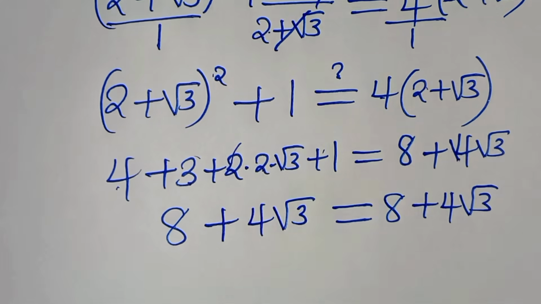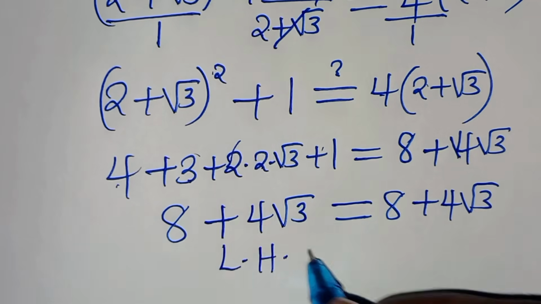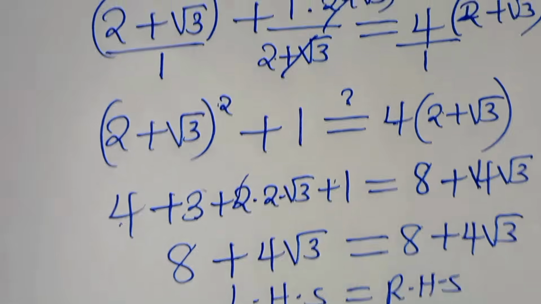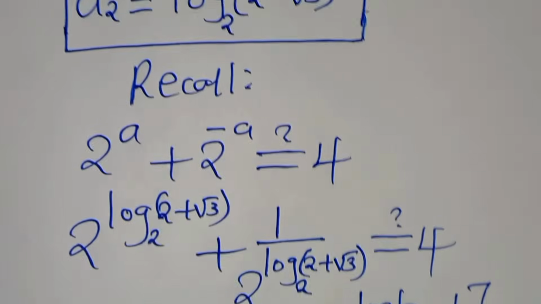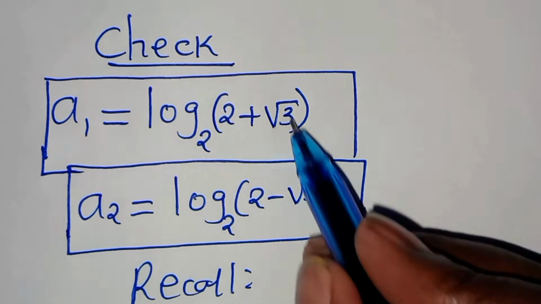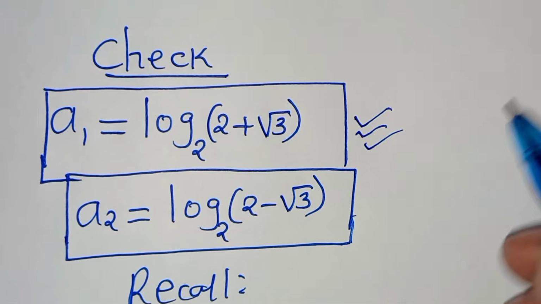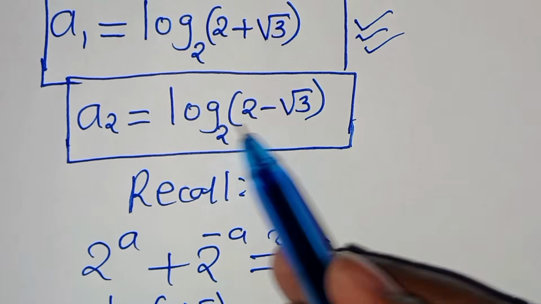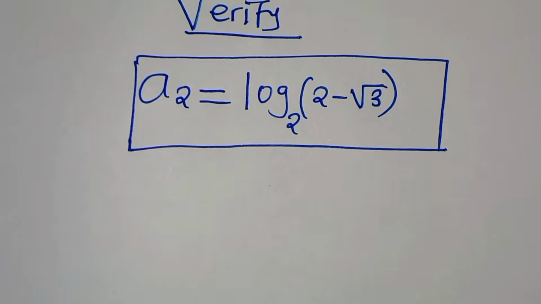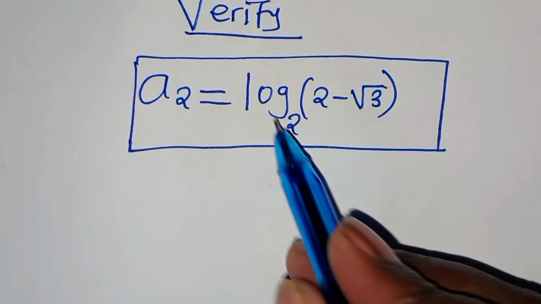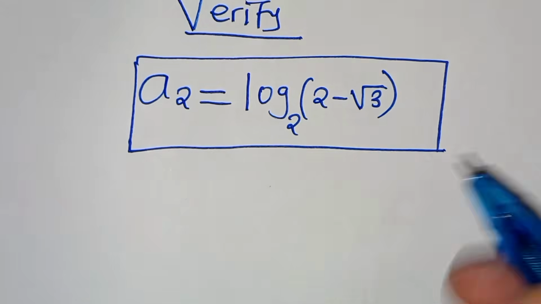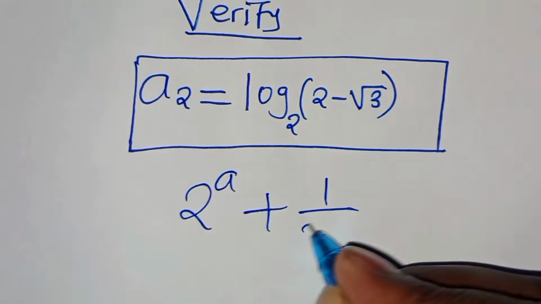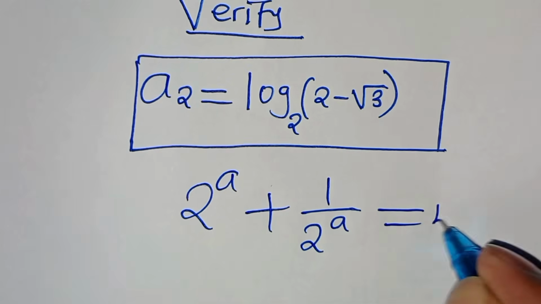So you can see here clearly that the left hand side is equal to the right hand side. And this proves that a1, which is equal to log base 2 of (2 plus square root of 3), satisfies the equation. So let's check a2, which is log base 2 of (2 minus square root of 3). Now let's verify a2. So we have 2 to the power of a plus 1 over 2 to the power of a. This is equal to 4.